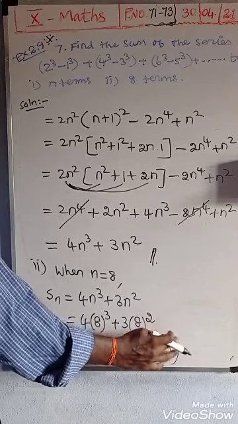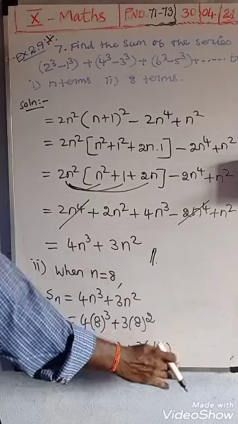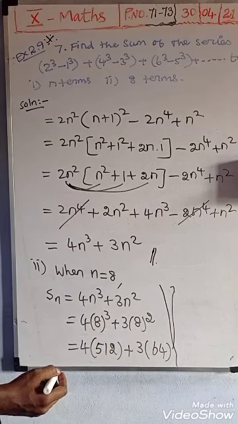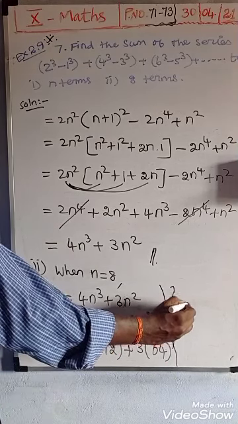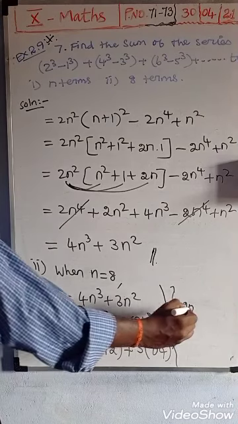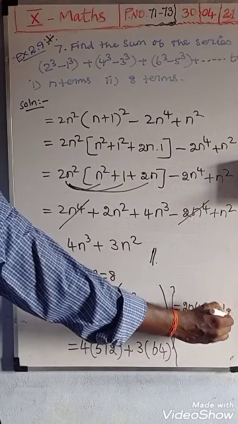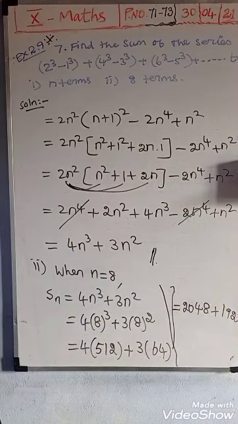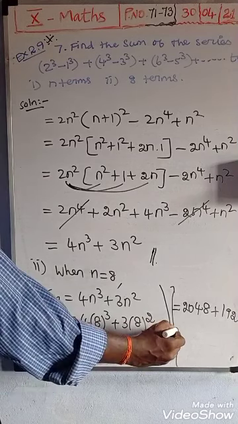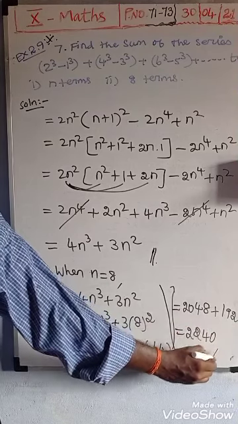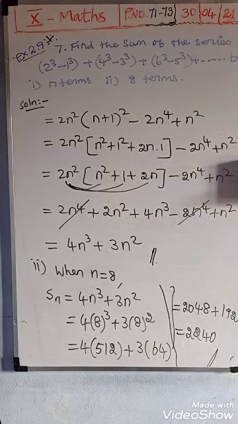So see the next step. 4 into 512 you should multiply, that means 2048. Plus 3 into 64, 192. These two you should add, and we will get 2240. So if you add the given series up to 8 terms, the answer is 2240.